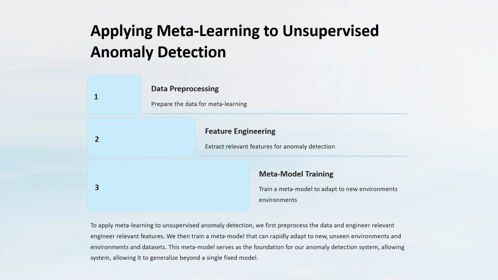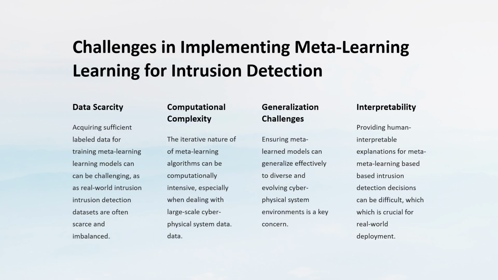To apply meta learning to unsupervised anomaly detection, we first pre-process the data and engineer relevant features. We then train a meta model that can rapidly adapt to new unseen environments and data sets. This meta model serves as the foundation for our anomaly detection, allowing systems to generalize beyond a single fixed model.